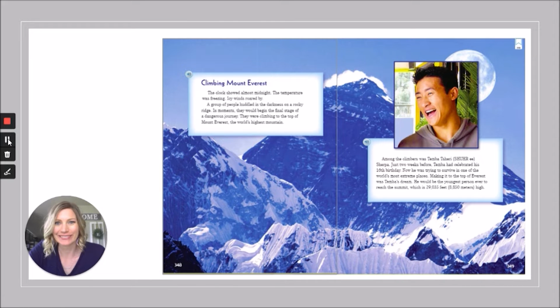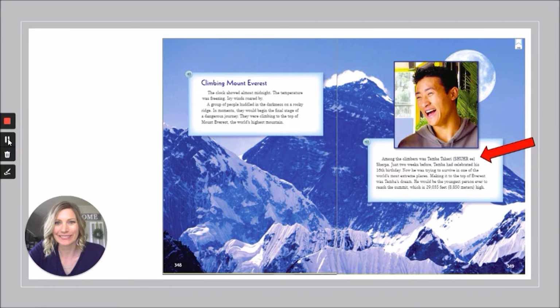Climbing Mount Everest. The clock showed almost midnight. The temperature was freezing. Icy winds roared by. A group of people huddled in the darkness of a rocky ridge. In moments, they would begin the final stage of a dangerous journey. They were climbing to the top of Mount Everest, the world's highest mountain. Among the climbers was Timba Shuri Sherpa. Just 2 weeks before, Timba had celebrated his 16th birthday. Now he was trying to survive in one of the world's most extreme places. Making it to the top of Everest was Timba's dream. He would be the youngest person ever to reach the summit, which is 29,035 feet high.